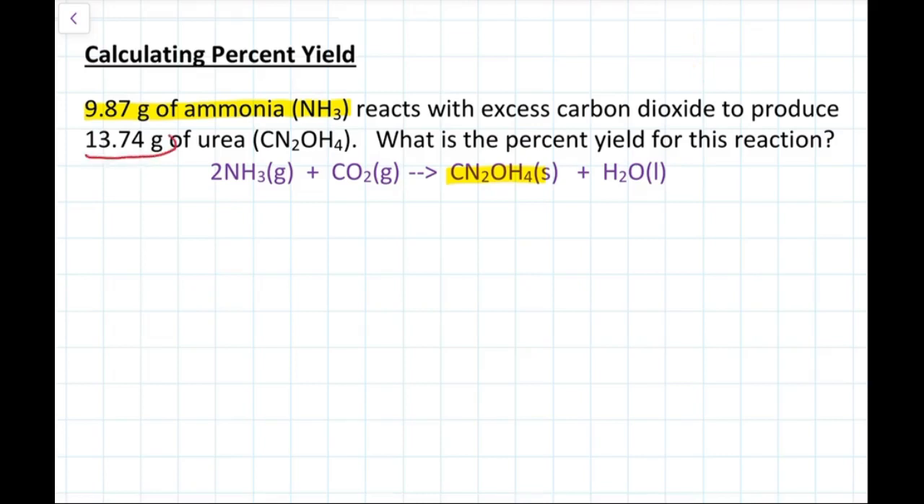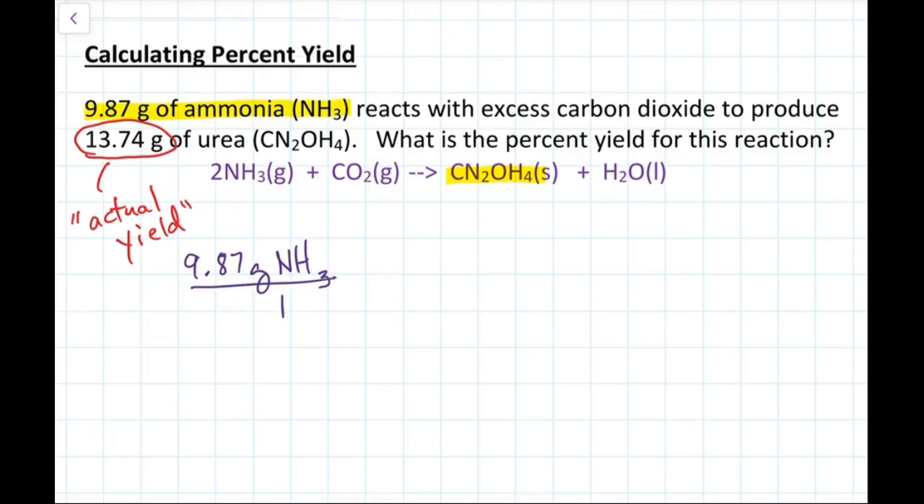Whenever you're given an amount of a product in the problem, in this case 13.74 grams of urea, that amount is called the actual yield. In other words, it's how much you actually made. So let's figure out the theoretical yield, which is the amount that we should have made. So we're going to do that by starting with 9.87 grams of NH3, and we're simply going to convert that to grams of this CN2OH4, the urea. So go ahead and give that a shot on your own.